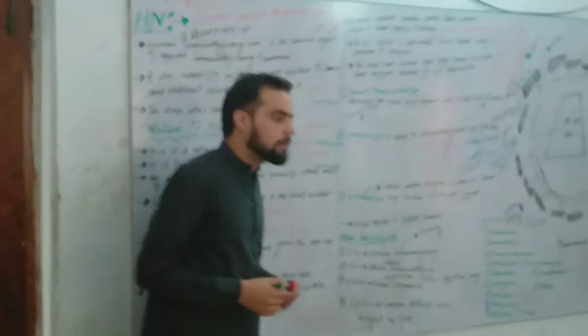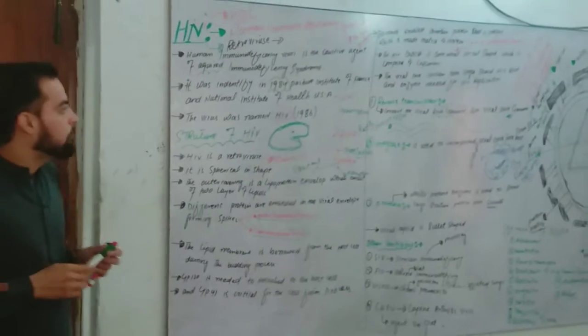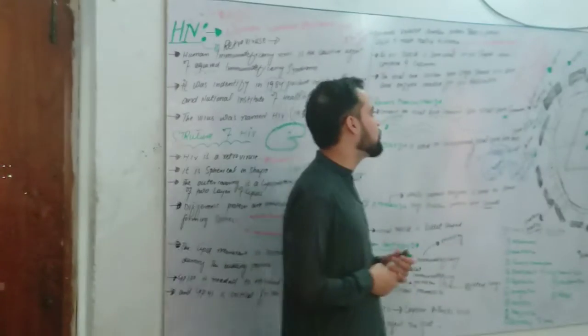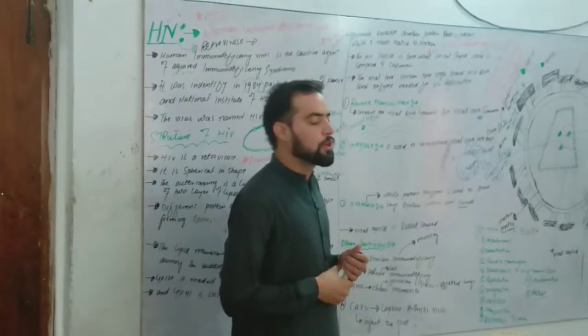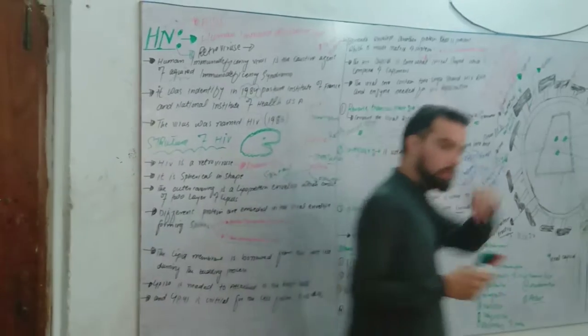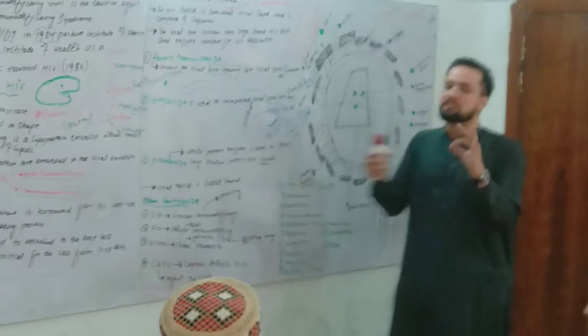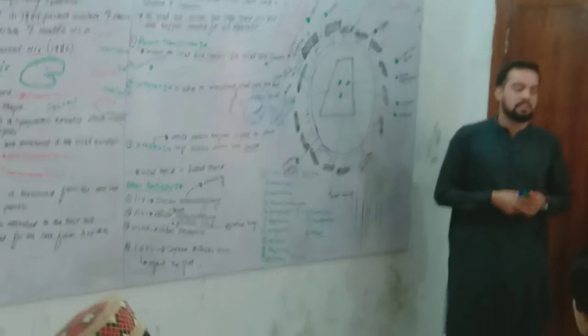The DNA which makes mRNA is called what? Reverse transcription. Reverse transcription. The single stranded RNA genome is converted into a double stranded genome through reverse transcription. Fifth, the enzyme which is used for the reverse transcription is called reverse transcriptase enzyme.